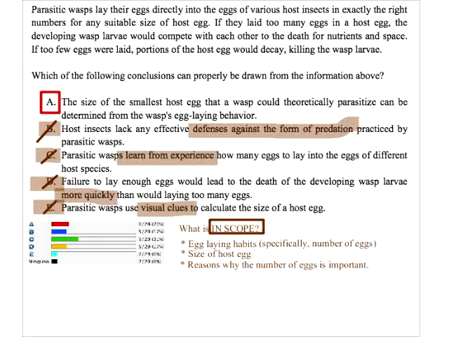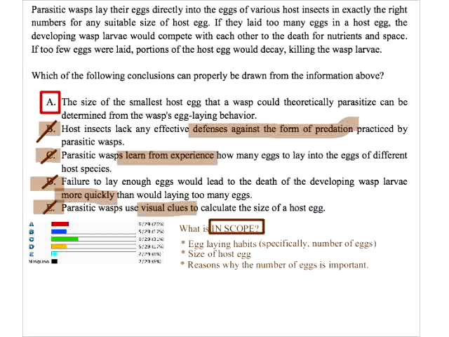But notice that on this problem type, it's very powerful to be able to eliminate things that are outside the scope, because on many of these problems, you get 4 items that are outside the scope, which means only 1 is not. So as far as choice A goes, the size of the smallest egg that it could theoretically parasitize could be determined from its behavior.